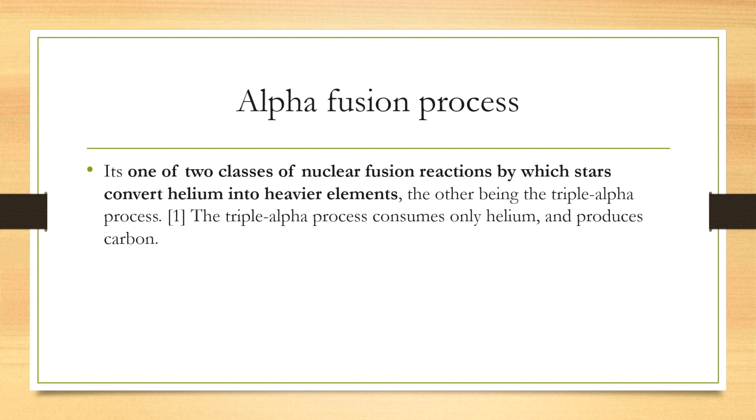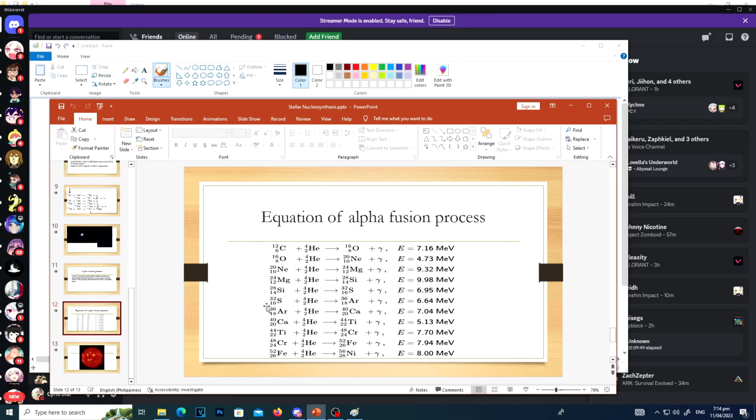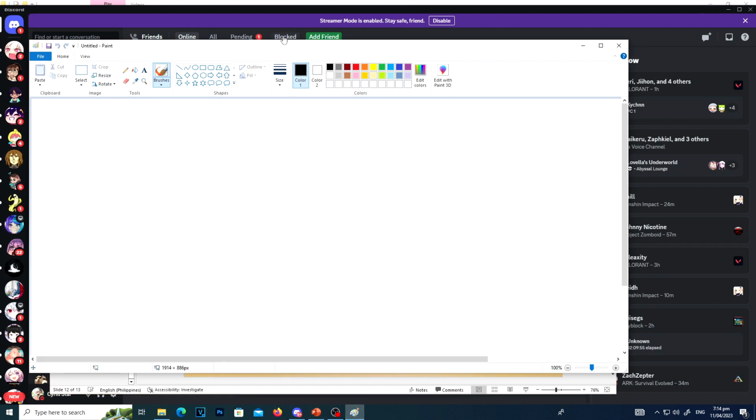The alpha fusion process is one of the two classes of nuclear reactions by which stars convert helium into heavier elements, the other being the triple alpha process. The triple alpha process consumes only helium and produces carbon. This is an example. We are going to make an equation, but before I discuss all of this, we will go to Paint.